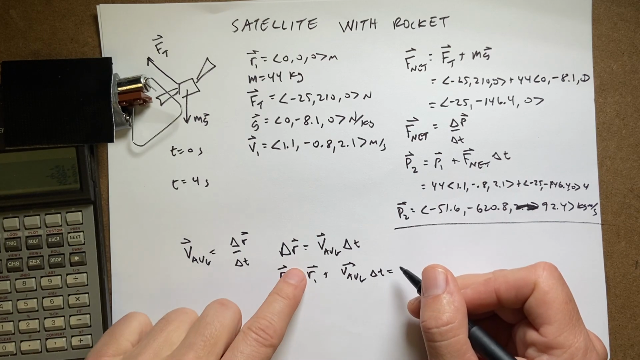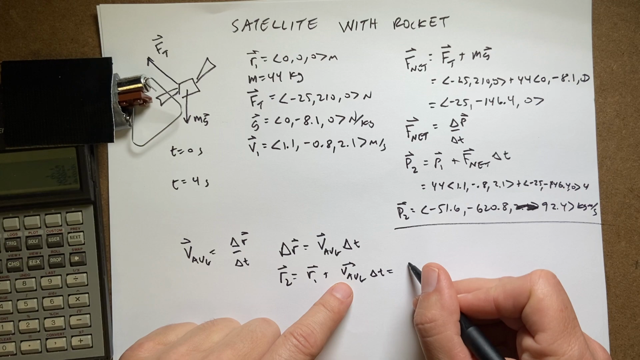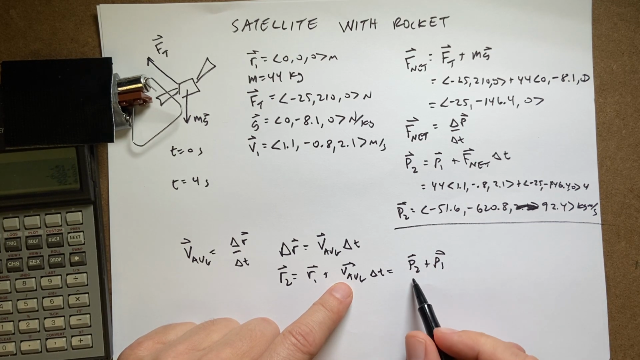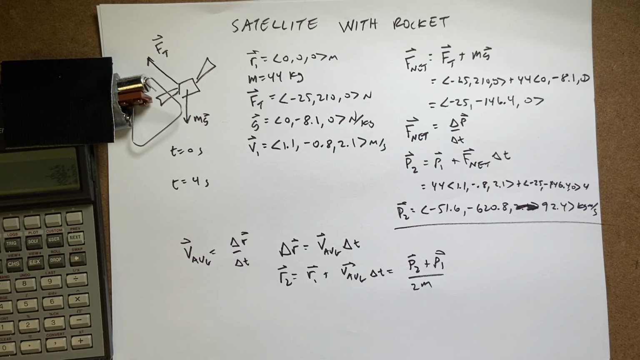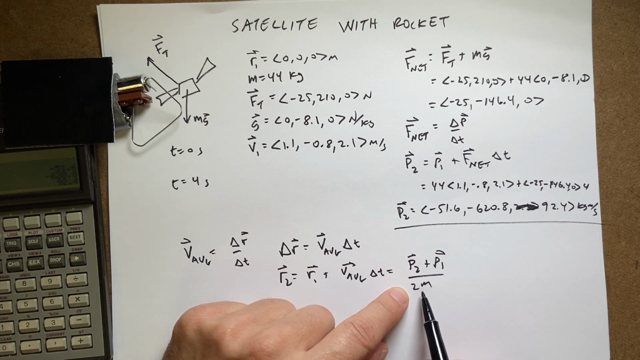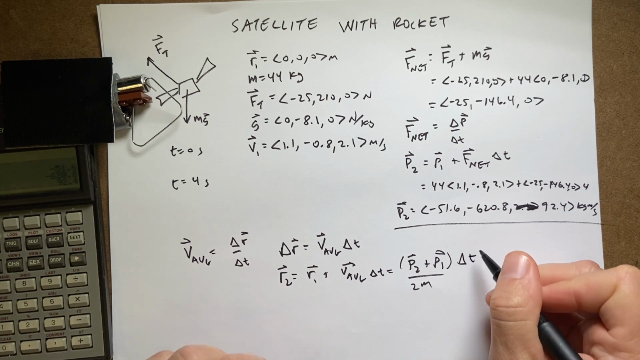So this is going to be equal to R1 is 0. So the actual average is going to be equal to P2 plus P1, that divided by 2m. Because P2 plus P1 is, and then if I divide by the mass, I get the velocities. Then divide by 2, I get the actual average. So all I have to do is multiply that by delta t.